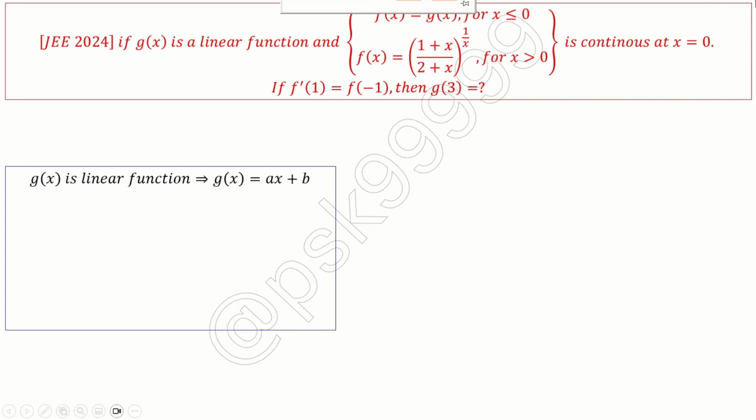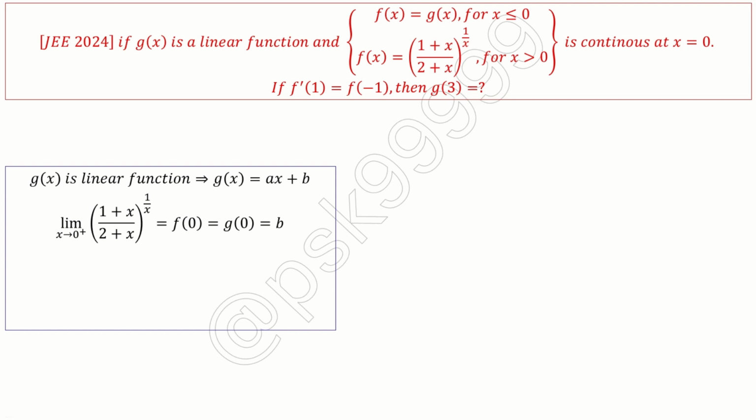f of 0 is nothing but g of 0, because this is the definition for x less than or equal to 0. Now for the limit as x tends to 0 plus, I have to use this one because x greater than 0, this is the definition. So limit as x tends to 0 plus of (1 plus x divided by 2 plus x) whole to the power of 1 by x is equal to f of 0, which is nothing but g of 0. If I substitute g of 0, it is nothing but b, because ax will become 0. So this is my b value.